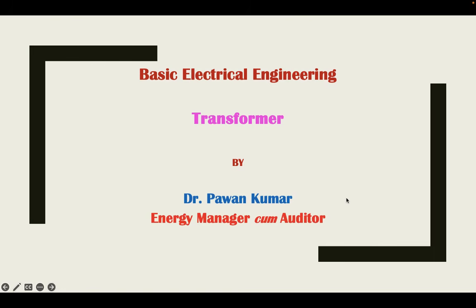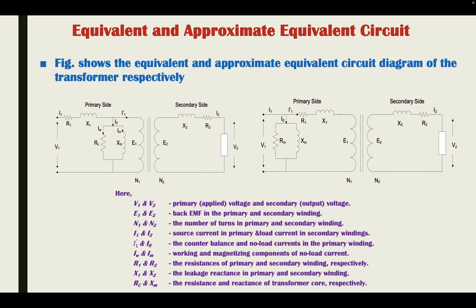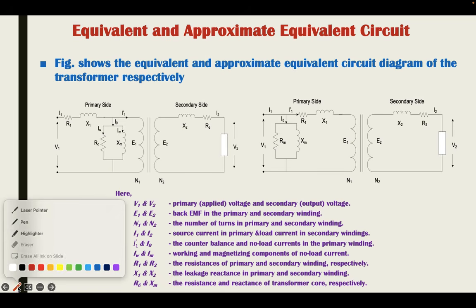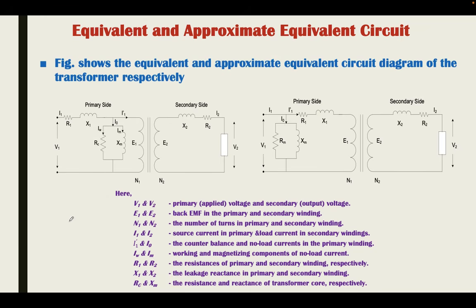Today we are going to discuss the equivalent and approximate equivalent circuit diagram of a transformer. As we know, a transformer is a static device which can transfer electrical energy from one circuit to another circuit by changing the level of voltage. Here, if the input voltage is V1, the output voltage is V2.